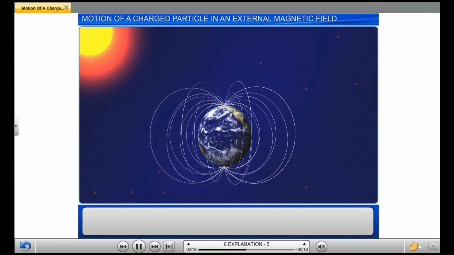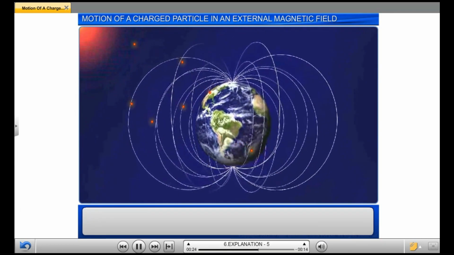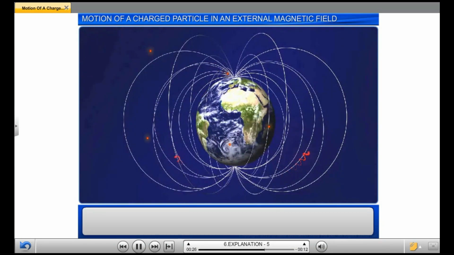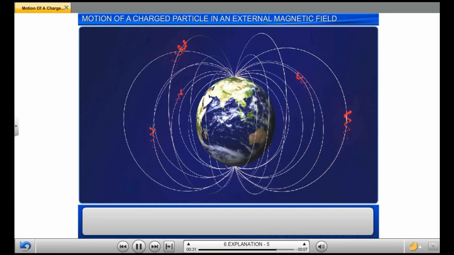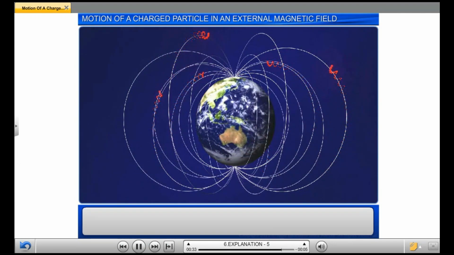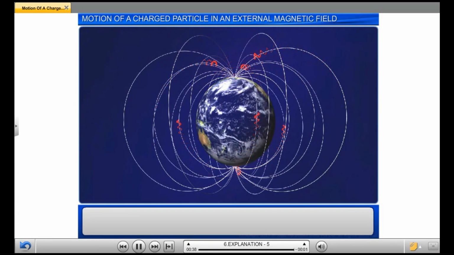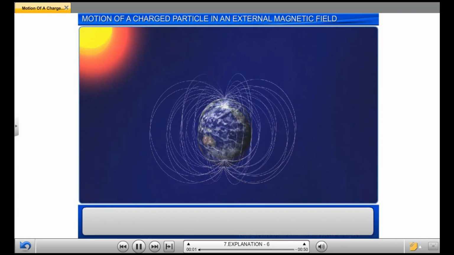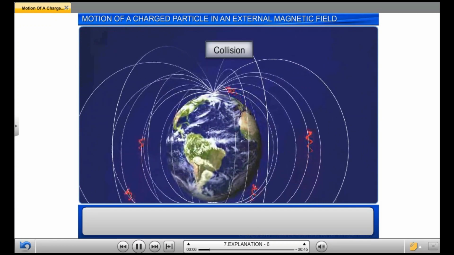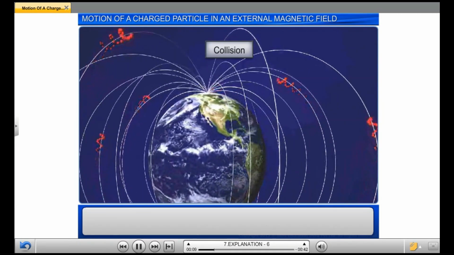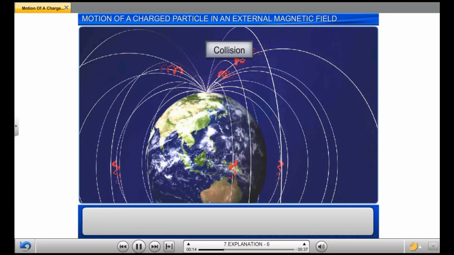But near the Earth's magnetic poles, these lines of force come closer to each other. The density of magnetic lines of force increases, and the density of charges moving in the helical paths along the magnetic field lines also increases. When the density of the charge increases at the poles, these particles collide with each other and also with the molecules of atmospheric gases. Then the atoms of the atmospheric gases get excited.